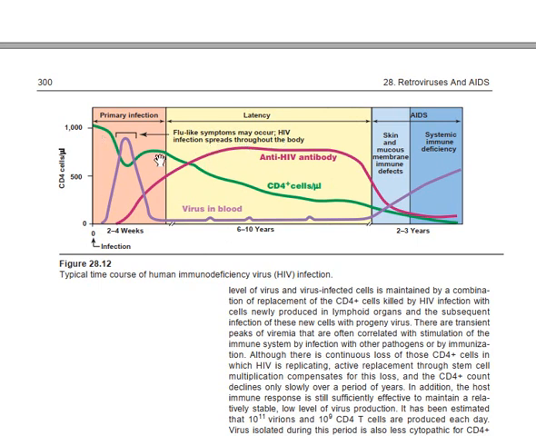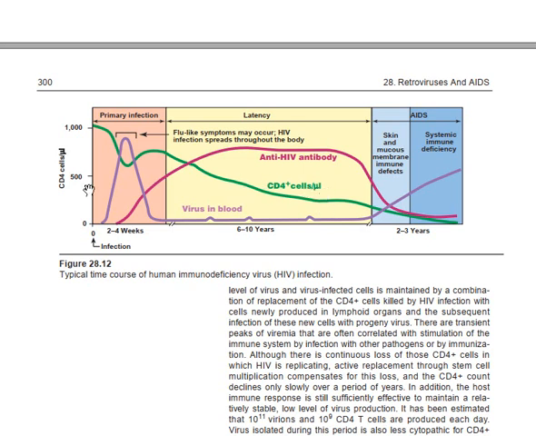So when you have the virus, you're going to have flu-like symptoms at the beginning, but you don't have specific symptoms. You just have flu-like symptoms at the beginning of HIV. So throughout the body, you can have fever, you can have cough, you can have catarrh, you can have joint pains and all that. So when the anti-HIV antibody increases, you have a decrease in the CD4 count.